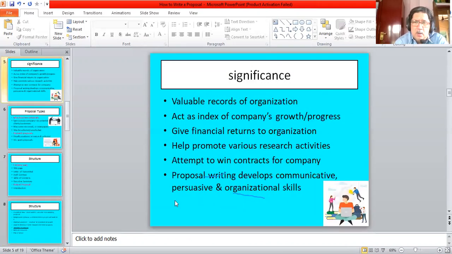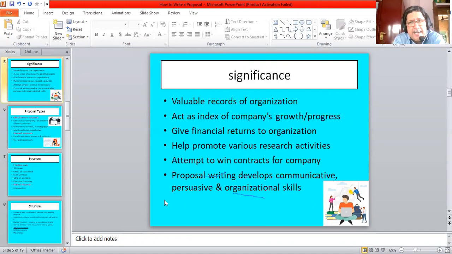Now, what's the significance of these proposals then? Something which I have already been talking about. Because they conceptualize and record, or document rather, all the projects or plans of organizations, they are very valuable in terms of the records of the plans. They also give us an index of the company's growth or progress.